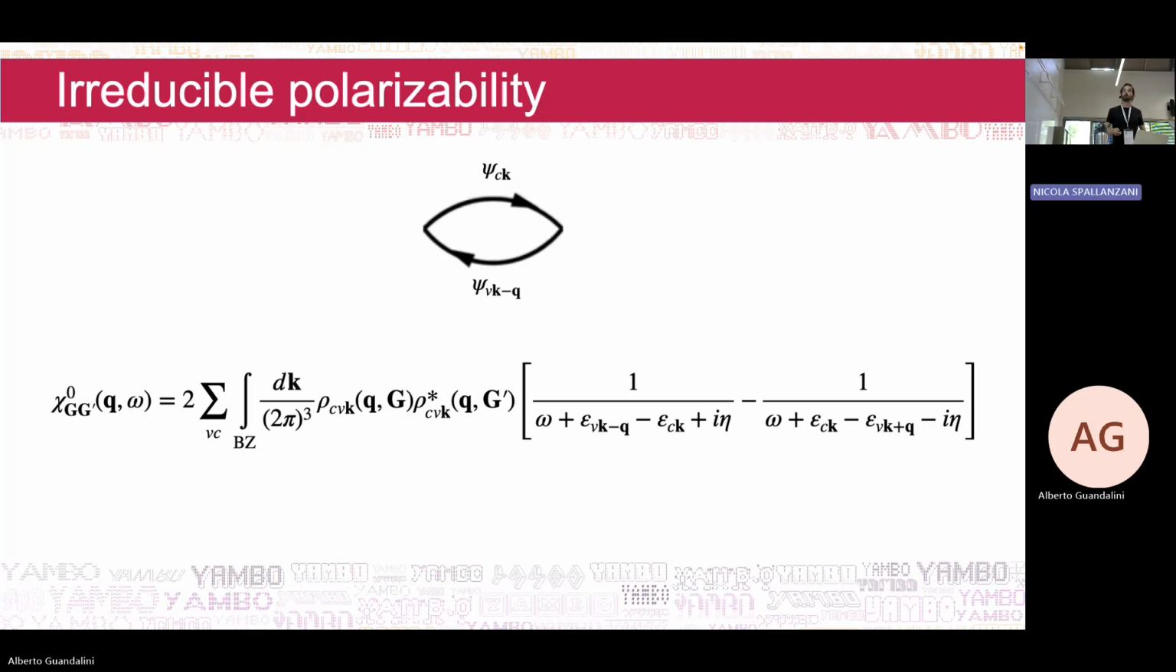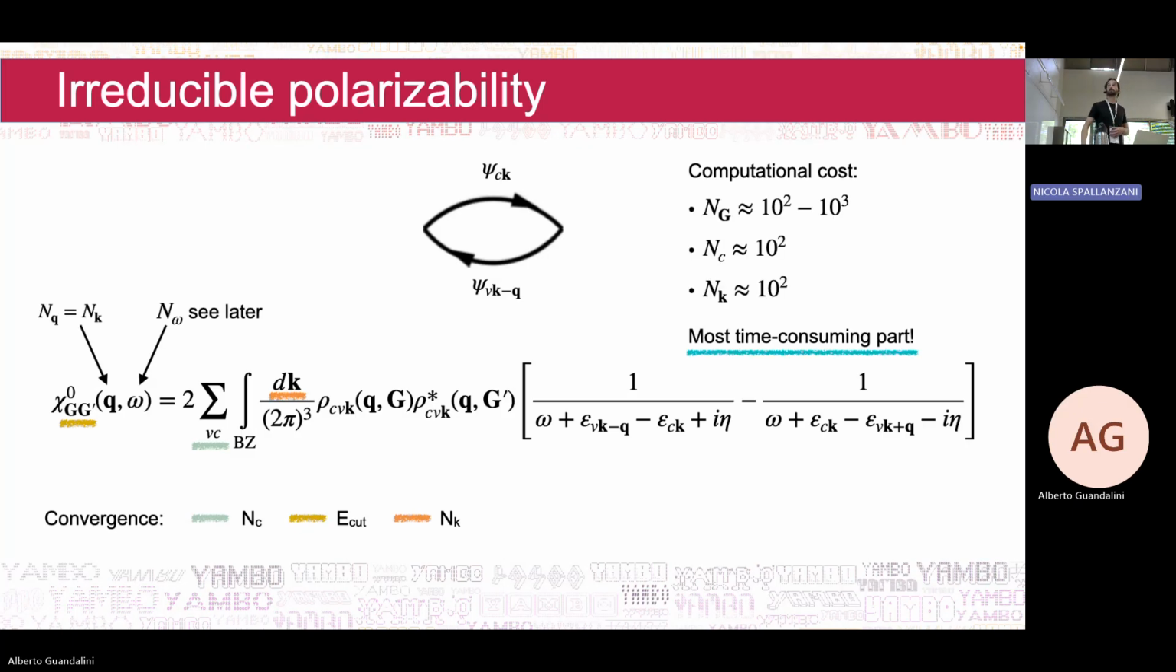G space. And it requires a sum over theoretically an infinite number of conduction states and an integral over the Brillouin zone. Thus, in order to converge this calculation, we need to truncate this matrix in G space up to a finite element, sum over a finite number of states, and we will have a finite discretization of the Brillouin zone. And all of these parameters must be kept under control.